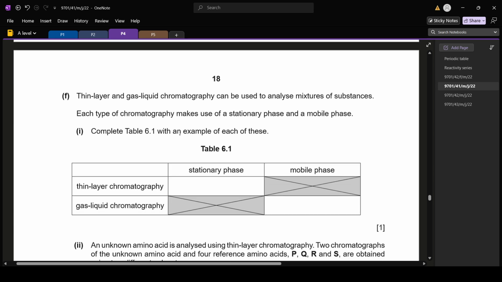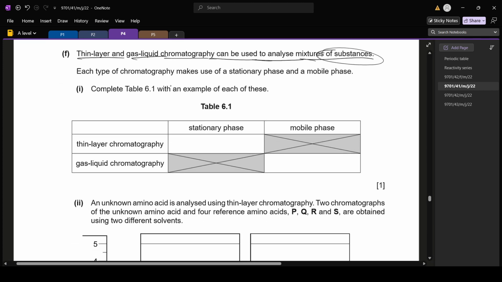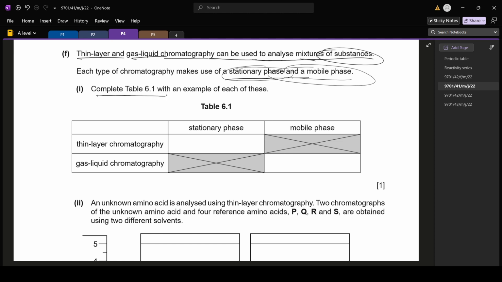Part 4. Thin layer and gas liquid chromatography can be used to analyze mixtures of substances. Okay, each type of chromatography makes use of a stationary phase and a mobile phase. So you have to remember these phases, which one is the stationary phase and which one is the mobile phase in thin layer and gas liquid chromatography. Complete table 6.1 with an example of each of these.